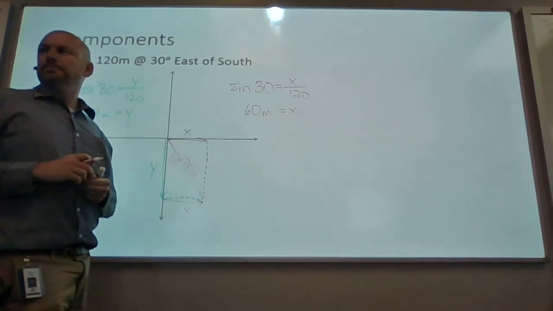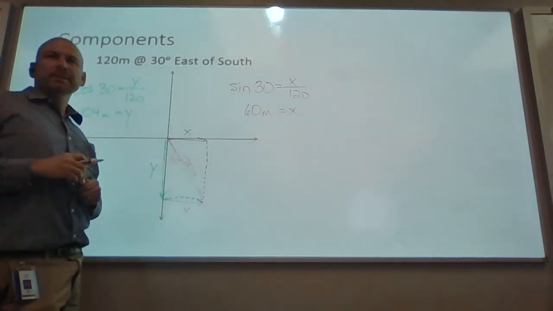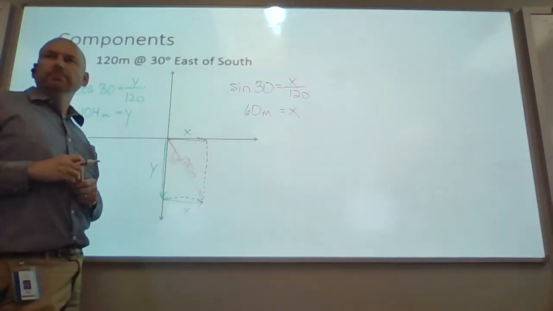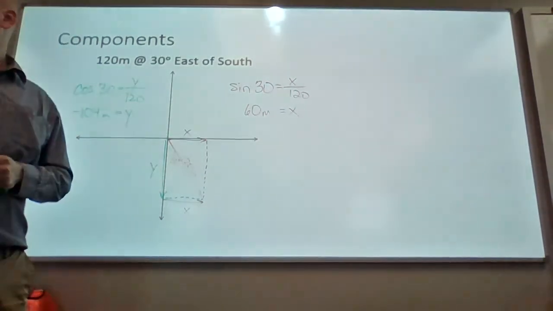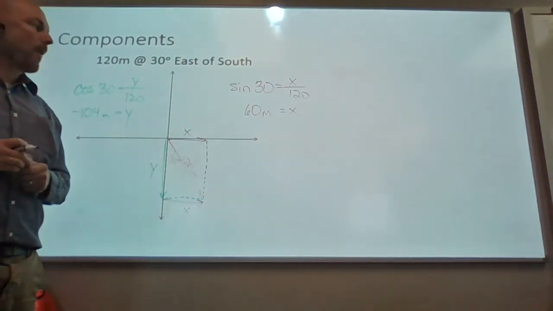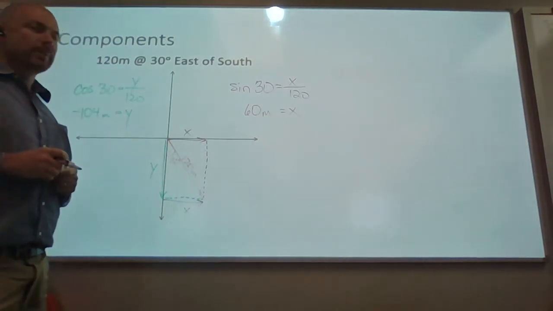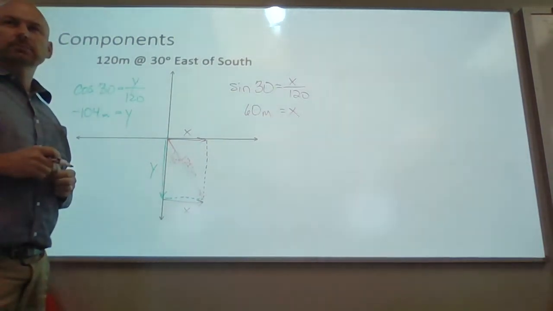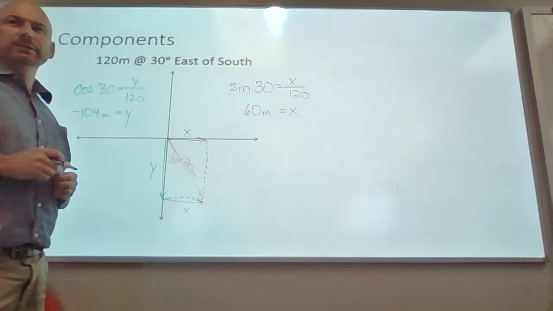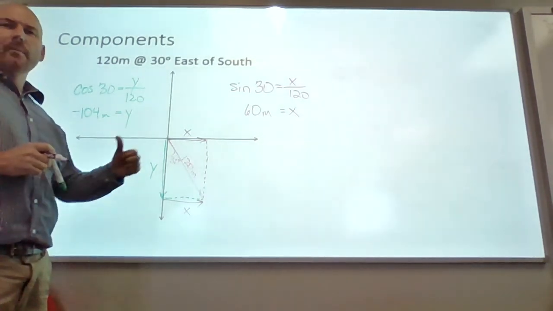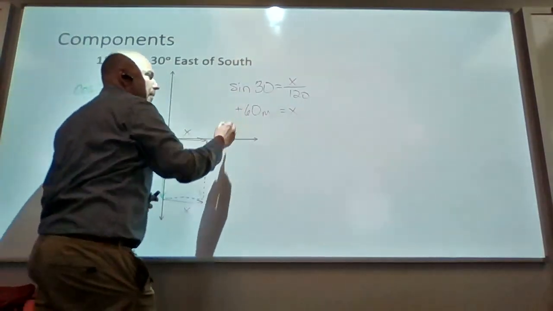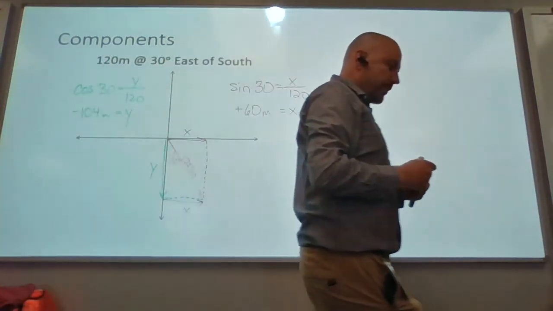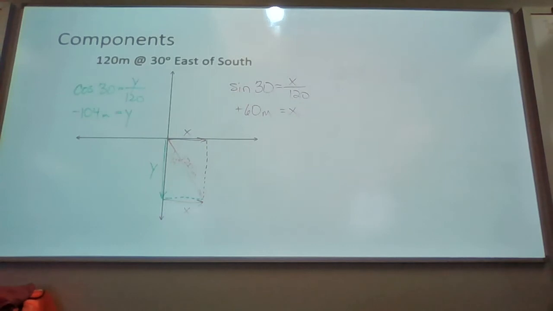You get 60. Is that going in the positive or negative x direction? Positive. What would make it go negative? Which way would it be moving if it was in a negative x direction? Okay, so it's a positive 60 meters. That's the x component.